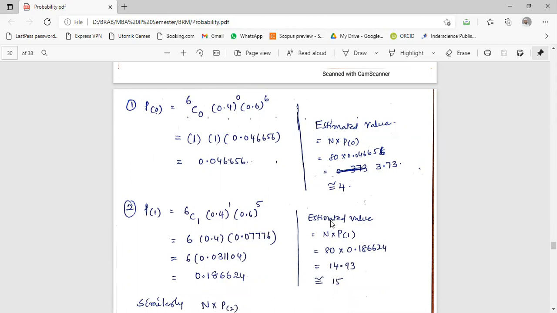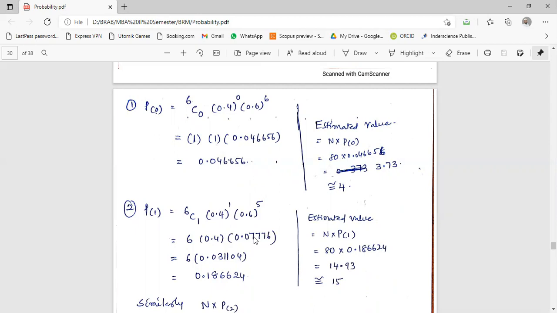Next, similarly, we have to calculate P of 1 also. The formula is nCr into p power r into q power n minus r, where n is equal to 6 and r is equal to 1. So substitute those values. 6C1 into probability of success 0.4 whole power 1, and probability of failure 0.6 whole power 5. How did you get that 5? n minus r. What is n minus r? 6 minus 1, so it is 5.